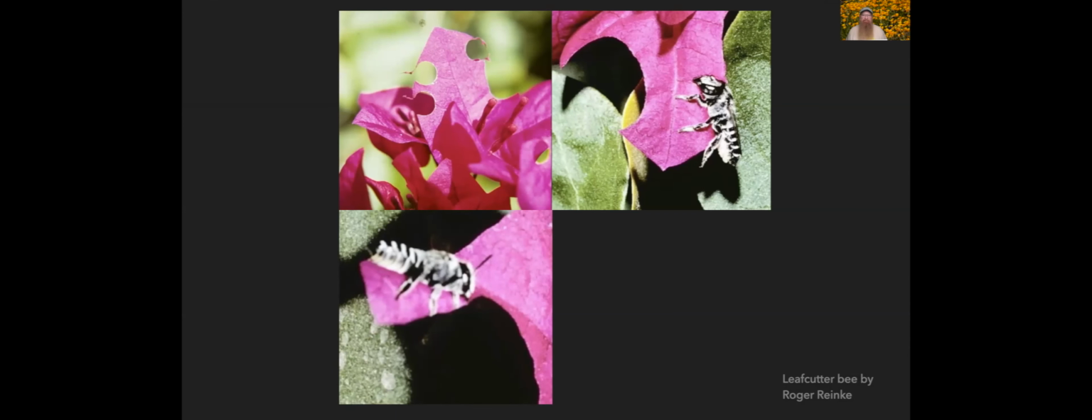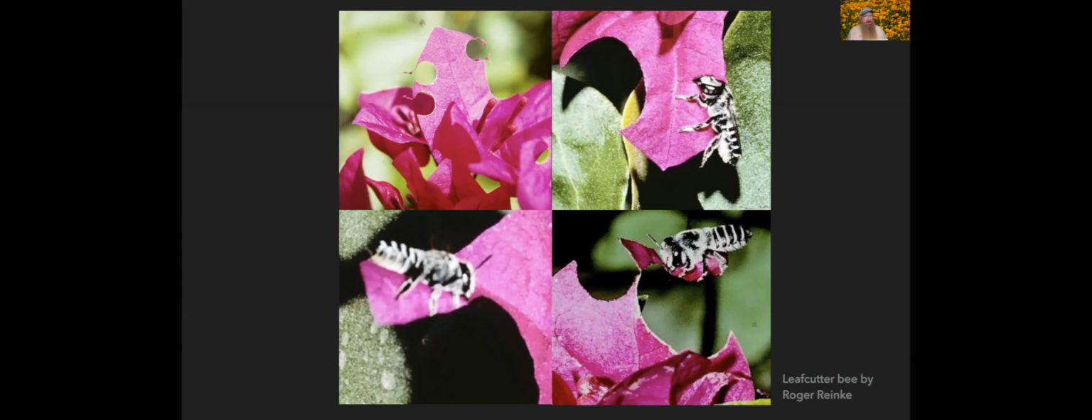Flies away with that piece. Comes back and cuts another one, and then flies away with that piece. See how it's holding it real tightly? It's bending up the leaf piece. It packs it into that nest and flies away. Thank you, Roger. What a great series.